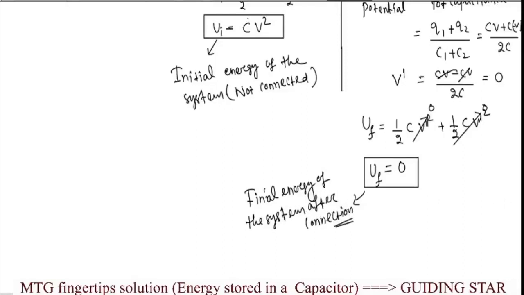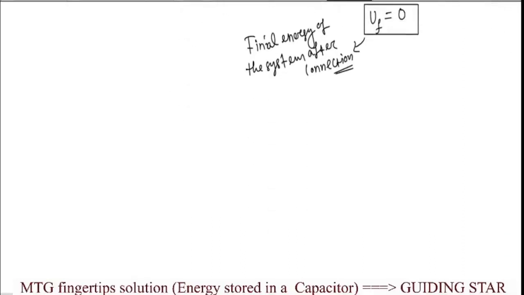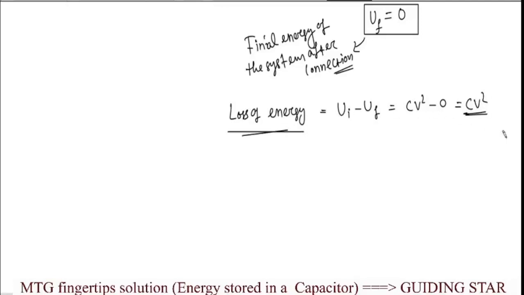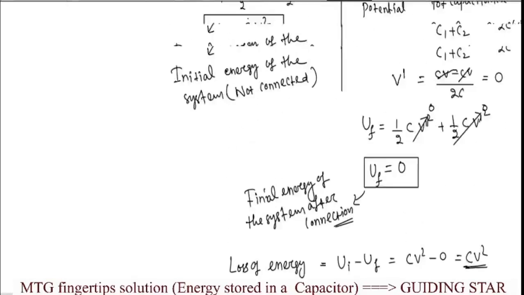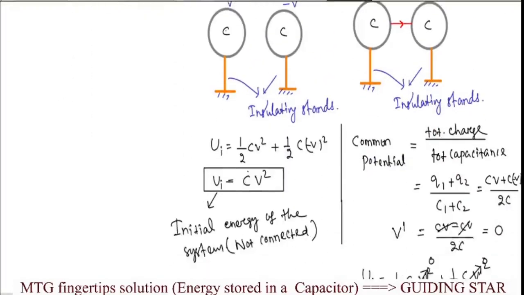So what we'll be doing over here, we want to calculate the loss of energy. So remember, initially it is having higher energy, and finally after connecting them we are getting less energy. So loss of energy will always be U initial minus U final. Clear? So U initial is CV square minus 0, so it will be CV square. So this will be the loss of energy. How much will we be getting? CV square.